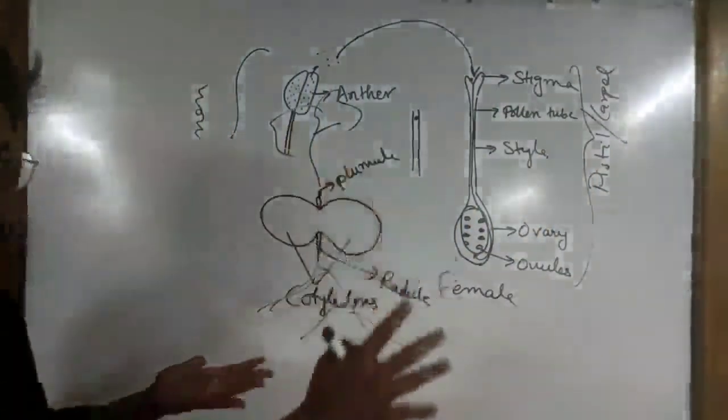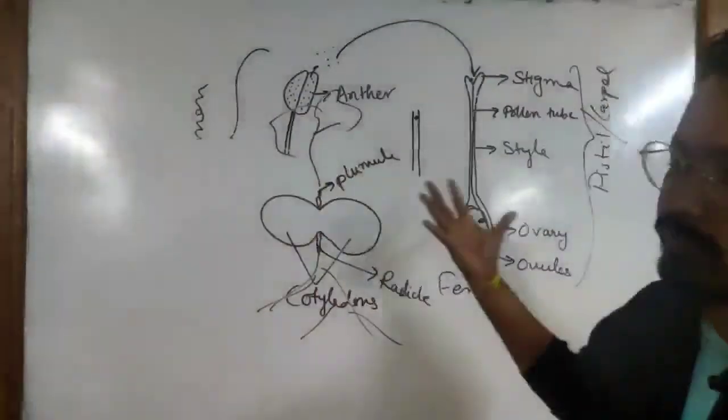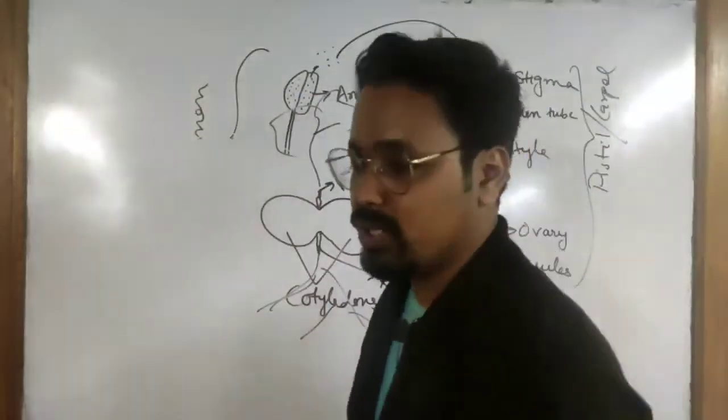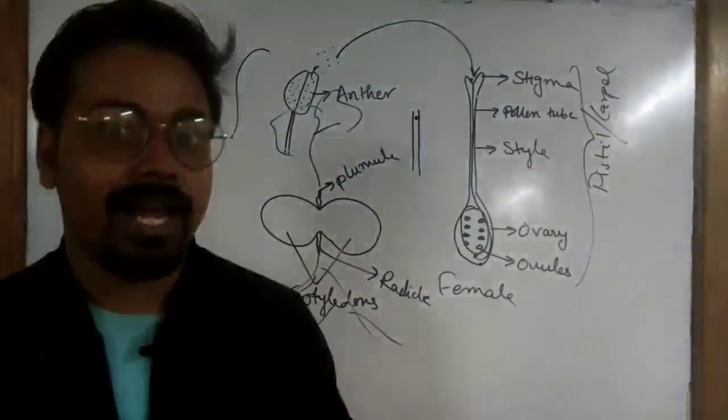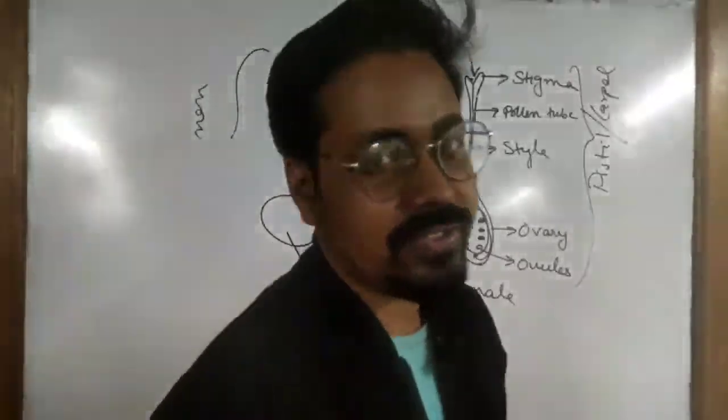So, I hope you understand the flower part of the flowering plants, how pollination takes place, what are the functions of the different parts of the flowers, and which part develops into what after fertilization. So, I hope you understood this video.